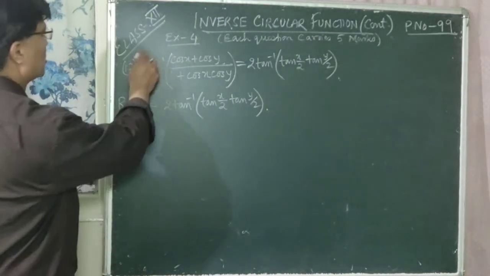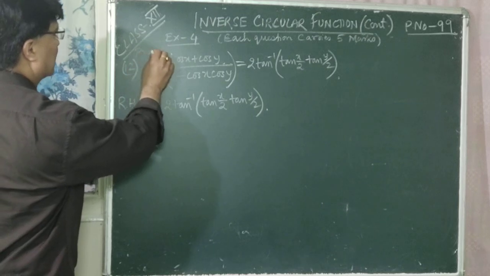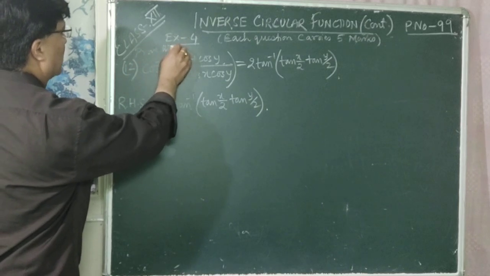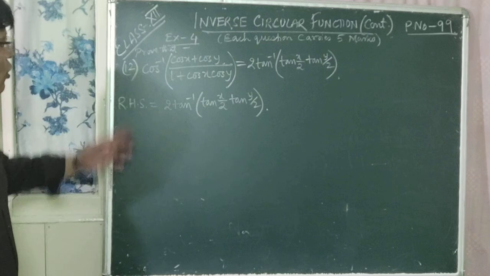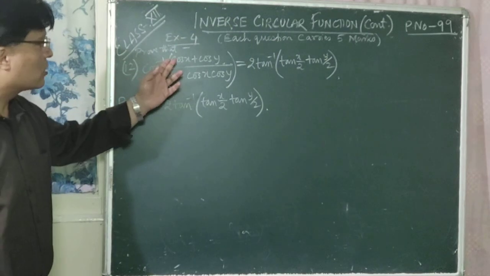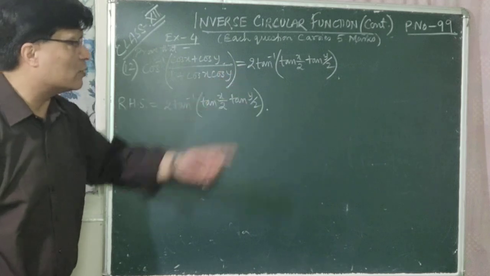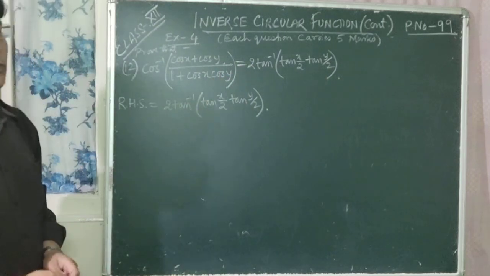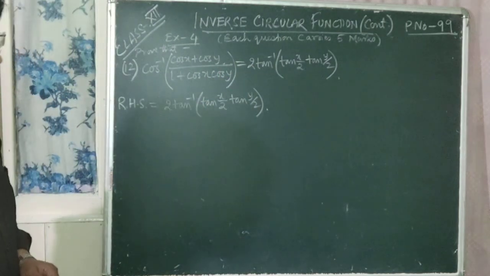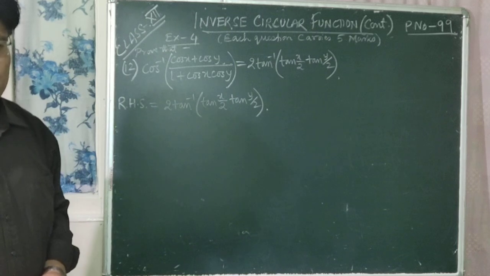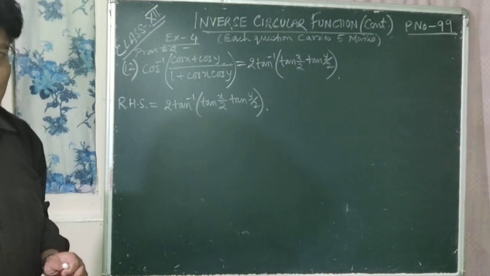So in this case also you have to prove that cos inverse within bracket cos x plus cos y divided by 1 plus cos x cos y is equal to 2 tan inverse within bracket tan x by 2 tan y by 2. So you can prove LHS is equal to RHS.